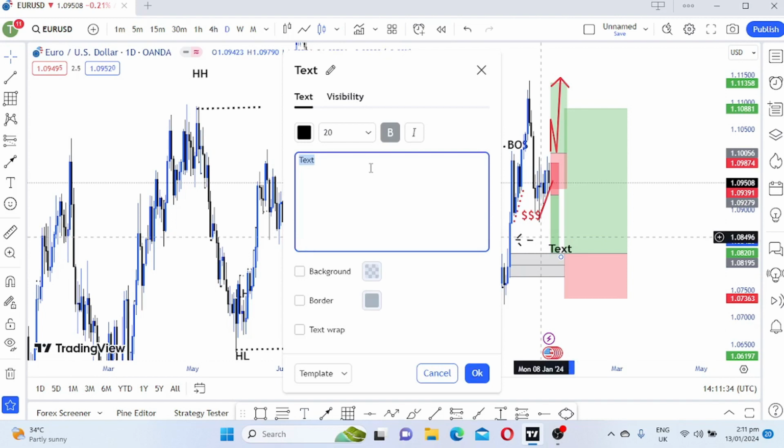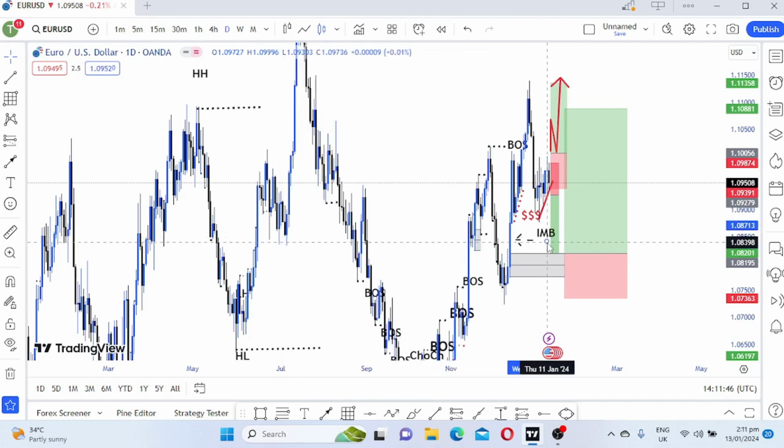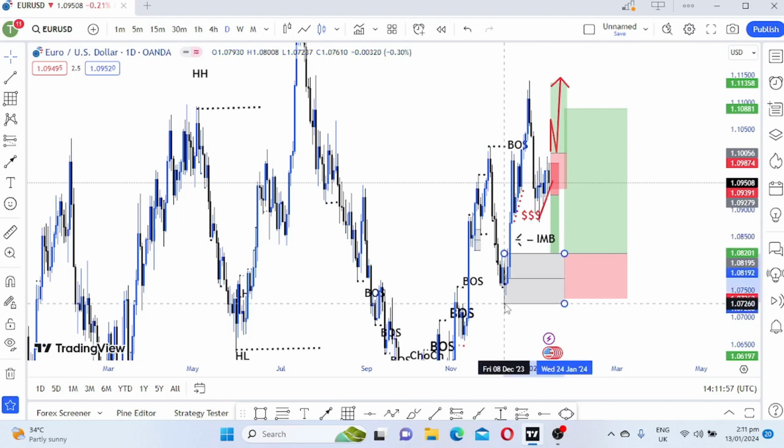This is an imbalance that has to be filled for price to do what? For price to continue moving to the upper side. So we have a bigger demand zone here, below here, as you can see. It's more visible on daily, as you can see there.